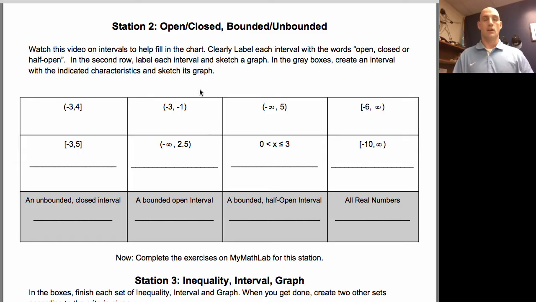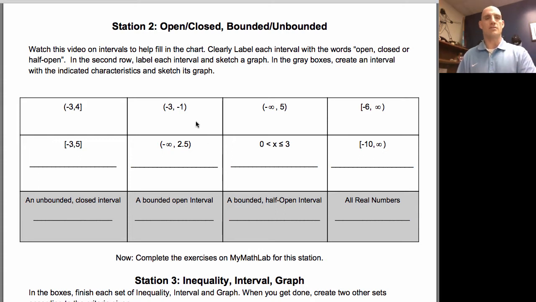Welcome back. For this section, we're going to be talking about specific intervals and how we describe them, describing and graphing. So I've got a bunch of boxes here, and I'm going to show you exactly what I want you to do in them. I'm going to do the top row of boxes, but first I want to give you a little bit of background information.